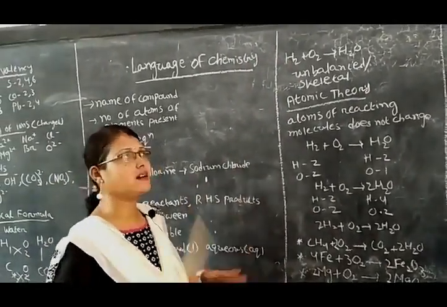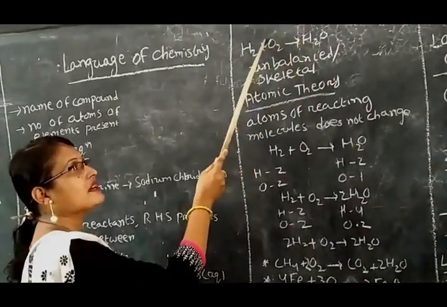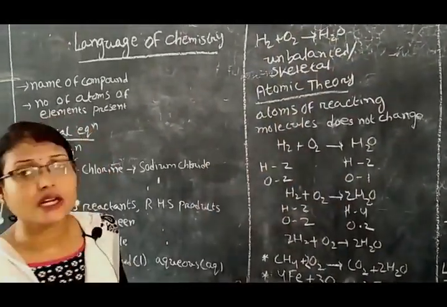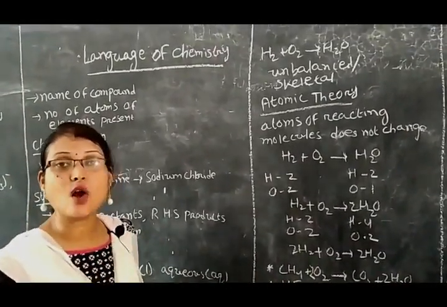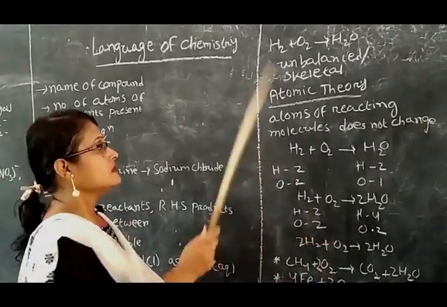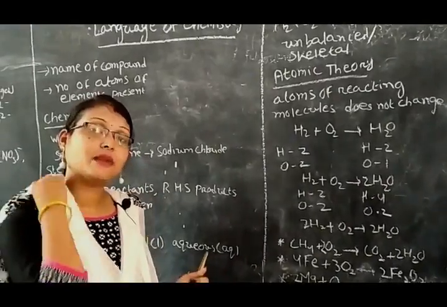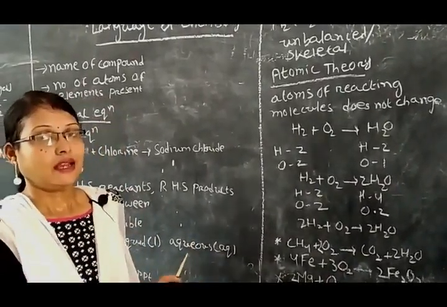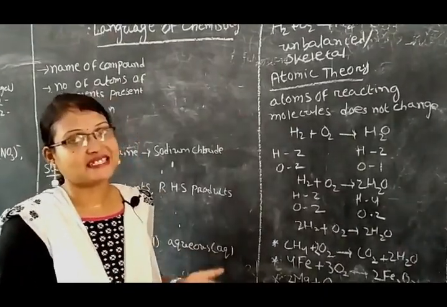But see here, students, there are 2 hydrogens here, 2 hydrogens here, but here 2 oxygens are there, whereas here only 1 oxygen is there. That means it is not balanced. It is called an unbalanced chemical equation. But the reaction must be balanced. We should balance the chemical reaction. It is not called a chemical reaction until and unless it is balanced.